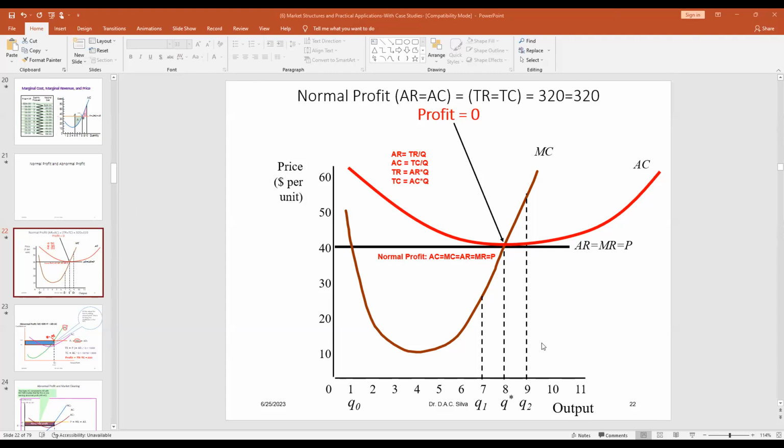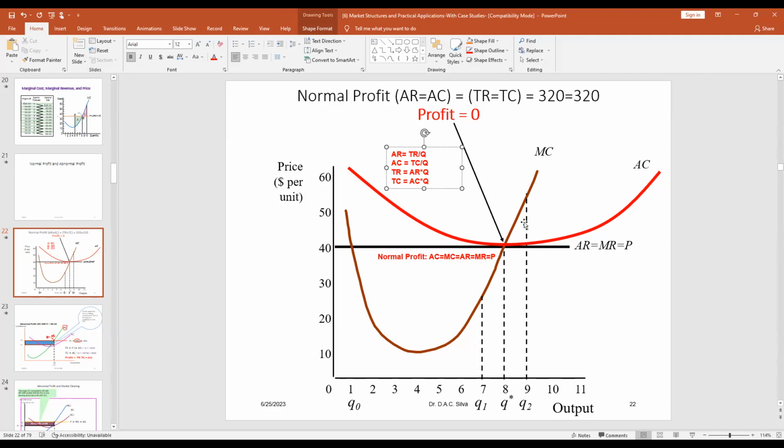What is TR? TR is price into Q. Here TR is AR into Q. Look at here. This is TR. AR is here 40. Q is 8. 40 into 8. What is the total revenue? Tell me. 320. So what is the total cost?